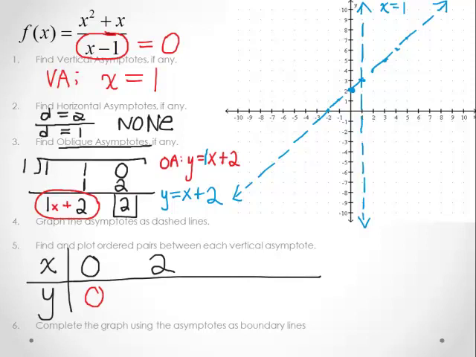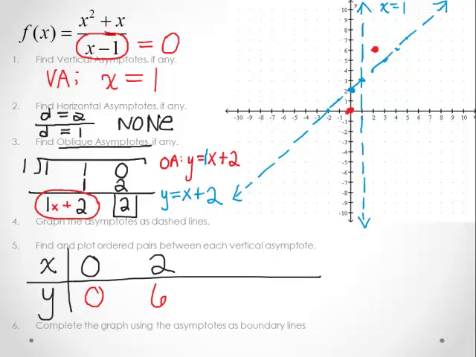And if I plug in x is equal to 2 into my original function, we get y is equal to 6. So let me plot these 2 points. So we have a point at 0, 0, and we have a point at 2, 6, which is right up here.